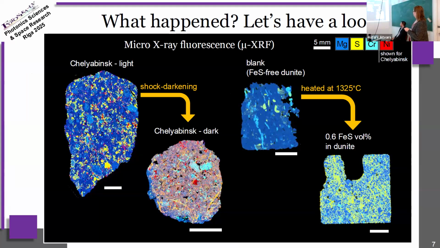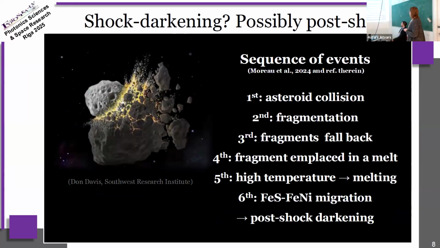So yeah, this is what it gives. Here we have the Chelyabinsk light lithology and dark lithology, where all the iron sulfides and iron-nickel alloy have spread. And here we have the experimental runs with dunite, where all the iron sulfides have been spread as well, forming at the same time some alloy. And so we came to the conclusion that this shock darkening is probably post-shock, meaning that we have one fragment from the impact collisions that flies and goes back into the asteroid within a melt, which is hotter. And this hotter melt will melt all the iron sulfide, spread, and darken the rock.